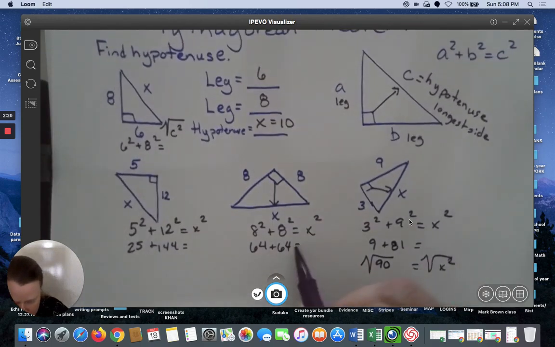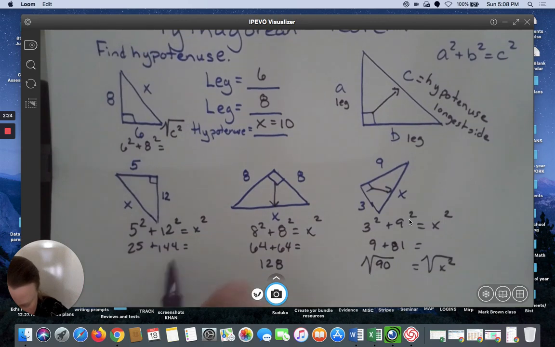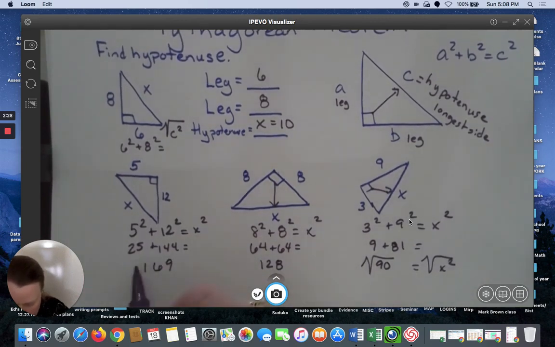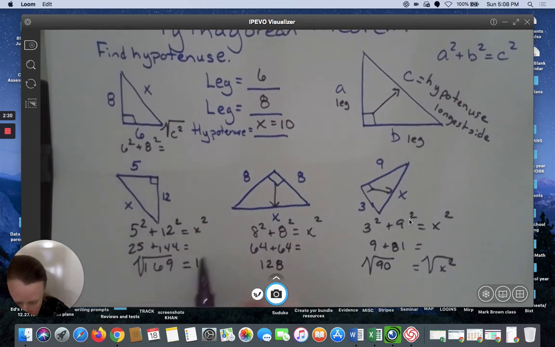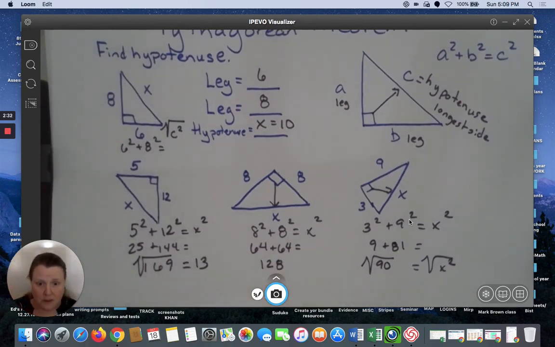And I'm going to go ahead and 128, and this one would be 169, and the square root of that equals exactly 13, and that one works out nicely.